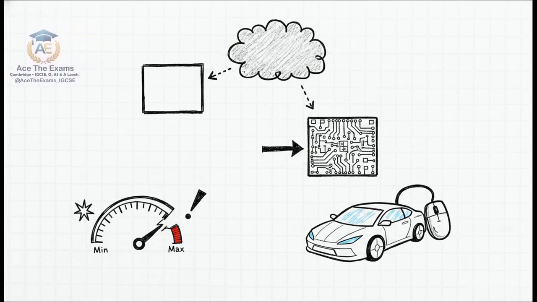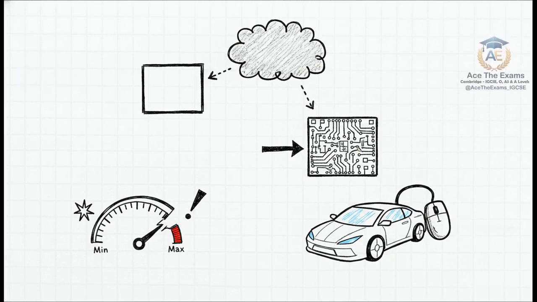Number 2, forgetting boundary conditions and edge cases. When you are testing hardware inputs, what happens if the sensor receives a value of exactly 0? What if it receives a negative number? You must state these edge cases explicitly in your testing strategies.